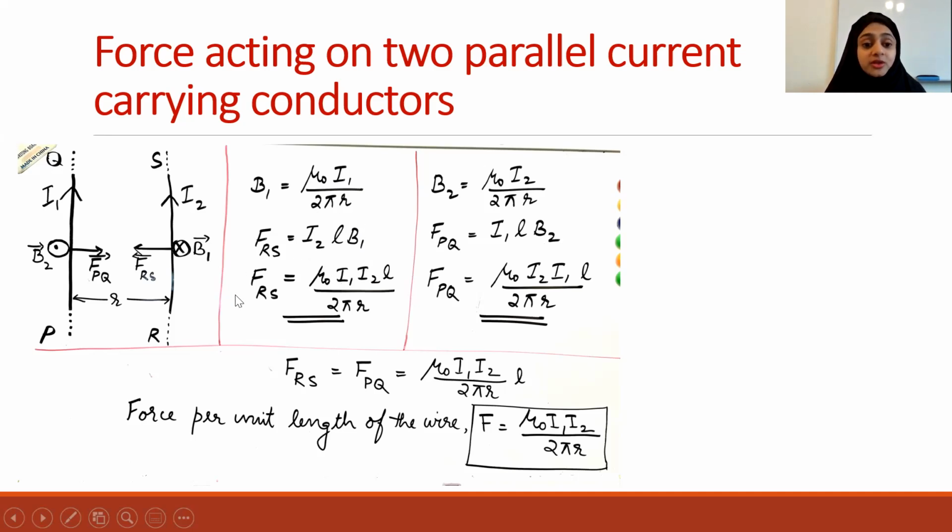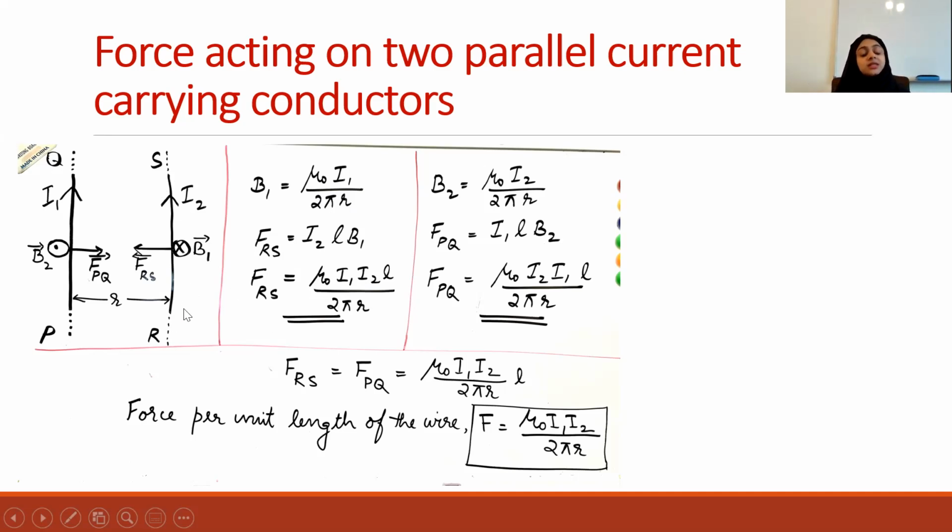So I got the magnitude of the force experienced by this wire RS. F_RS is equal to mu naught I1 I2 L by 2 pi r. This is the expression because I have substituted mu naught I1 by 2 pi r instead of B1, and I2 into L is already there. So this is the expression for the magnitude of the force experienced by RS.